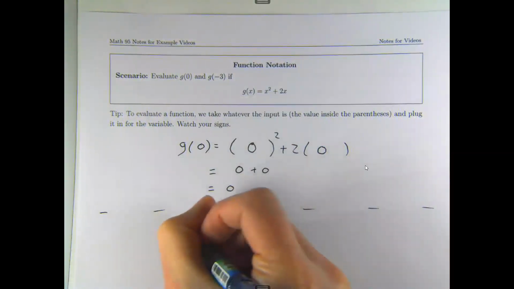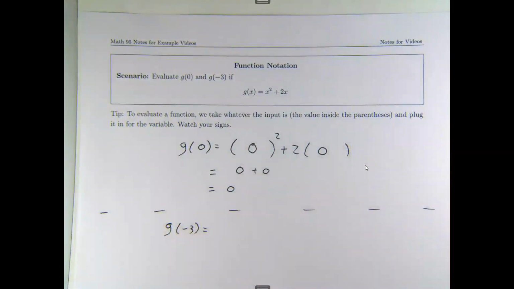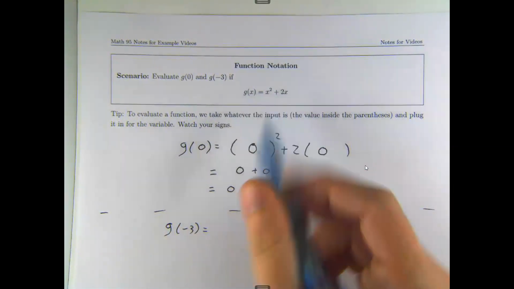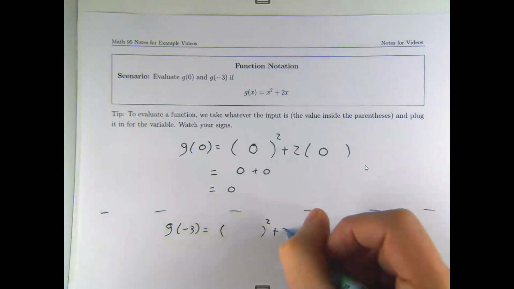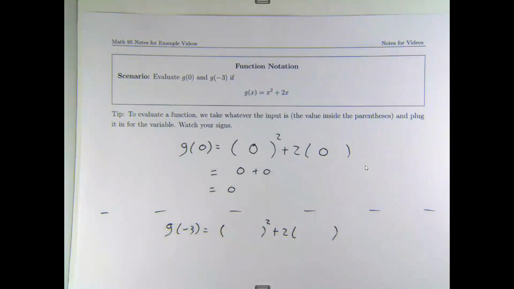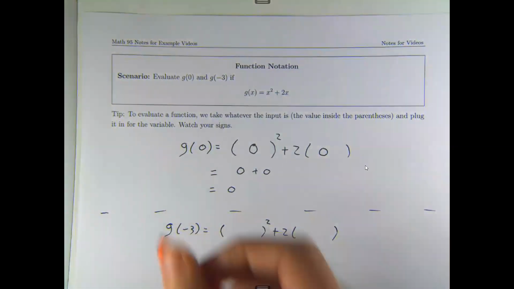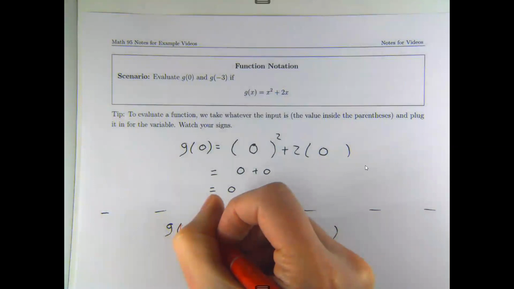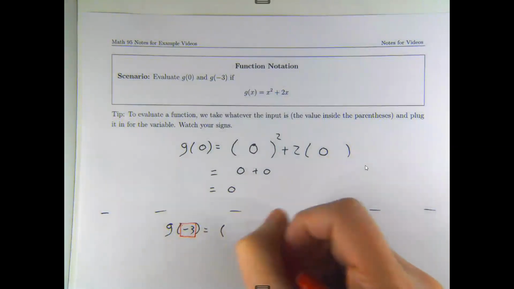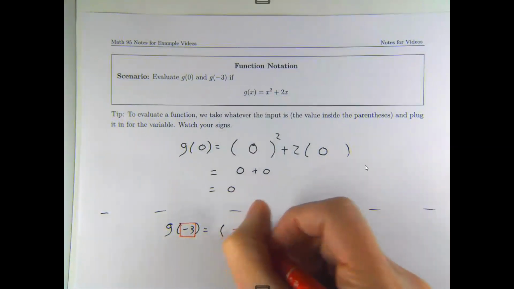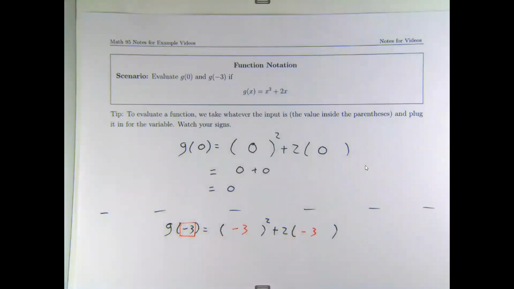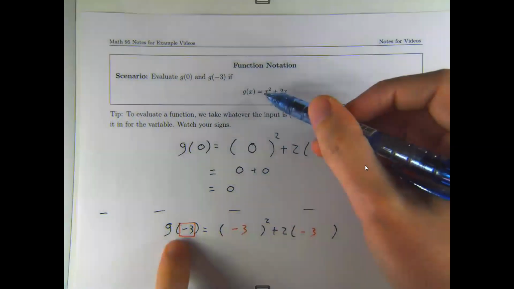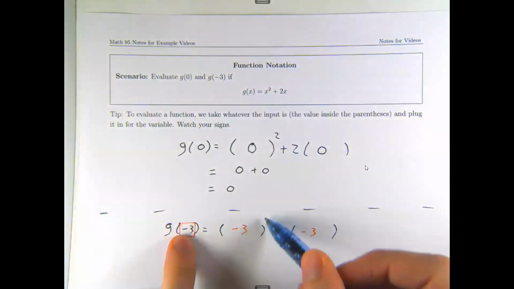g of -3. Again, I'm putting this in for x, so I used to have x squared, stuff squared, plus 2 times x, plus 2 times some stuff there. And I'm going to take whatever I have inside of the parentheses and plug that in for my x. So I have (-3) squared plus 2 times (-3). This is where those parentheses come in handy, because both the negative and the 3 are showing up twice.